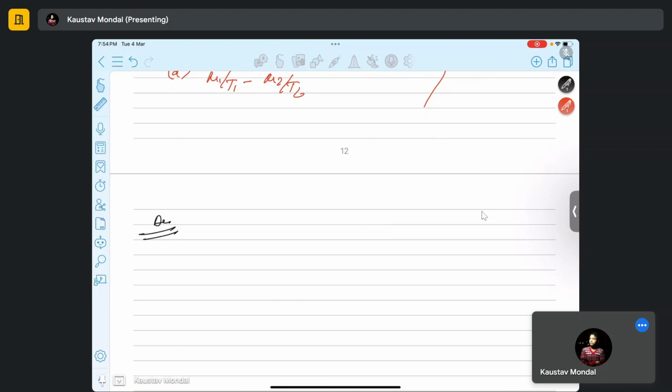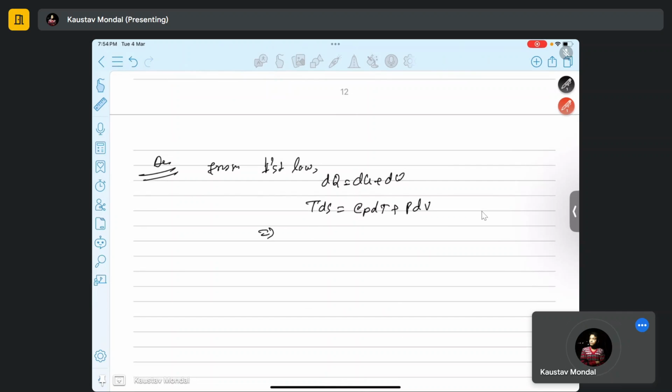We already know from the first law, dq equal to dU plus dw. So dq, TdS equal to dU, that is Cp dT plus P dV. So dS is basically Cp dT by T plus P dV by T.